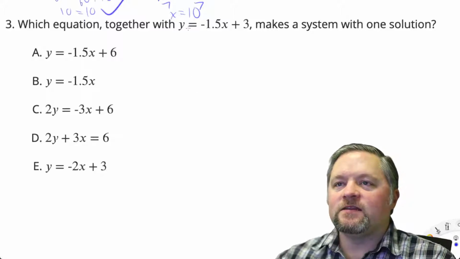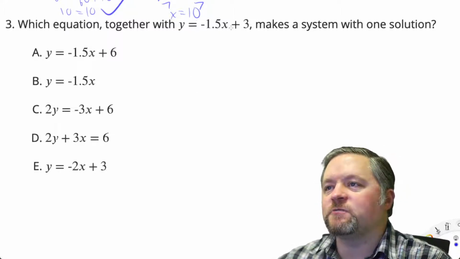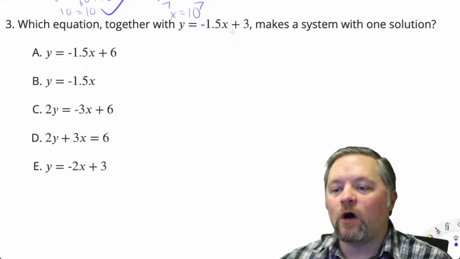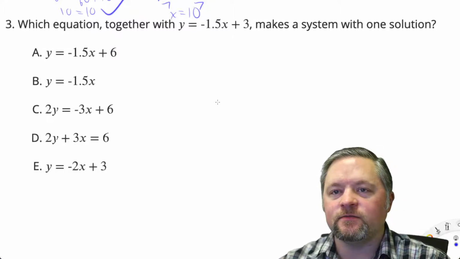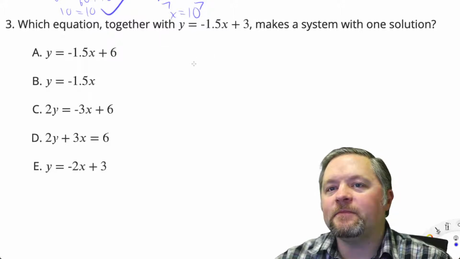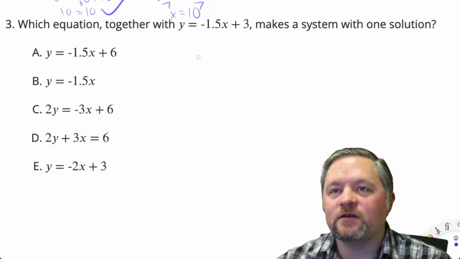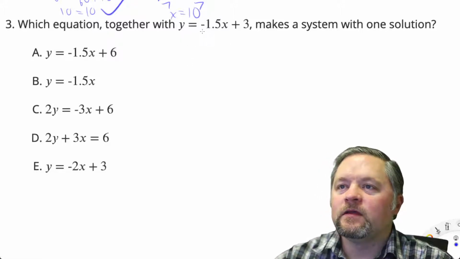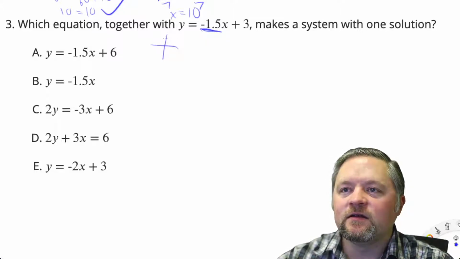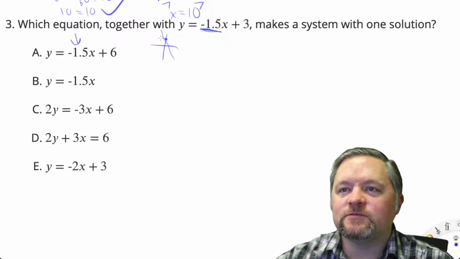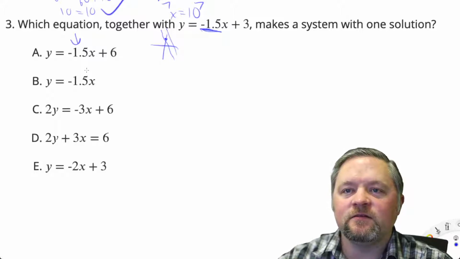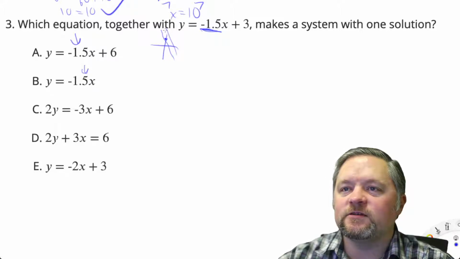Which equation, together with y equals negative 1.5x plus 3, makes a system with one solution? Okay, if we want to have our two equations have one solution, that means we need a different slope. This has a slope of negative 1.5. If we just think about what this will look like, a y-intercept of 3, a slope of negative 1.5, it's going to look kind of like that. This one here, same slope, different y-intercept, that's going to be parallel.